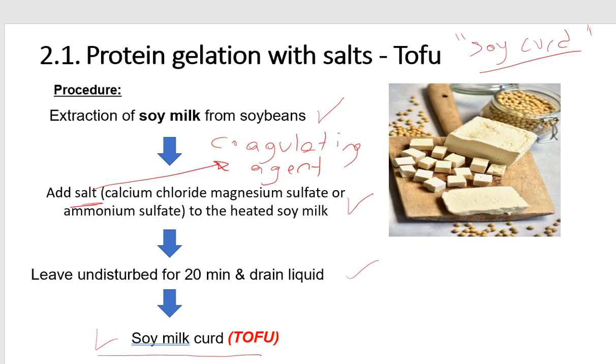So salt changes the electrostatic interactions and curdles the milk, coagulates the milk. So you need to explain this mechanism here. Describe the protein functionality in tofu making, how protein forms a gel network with addition of salt.